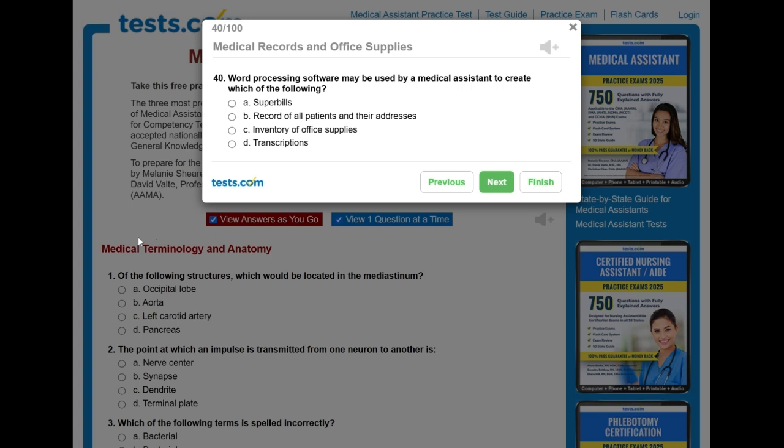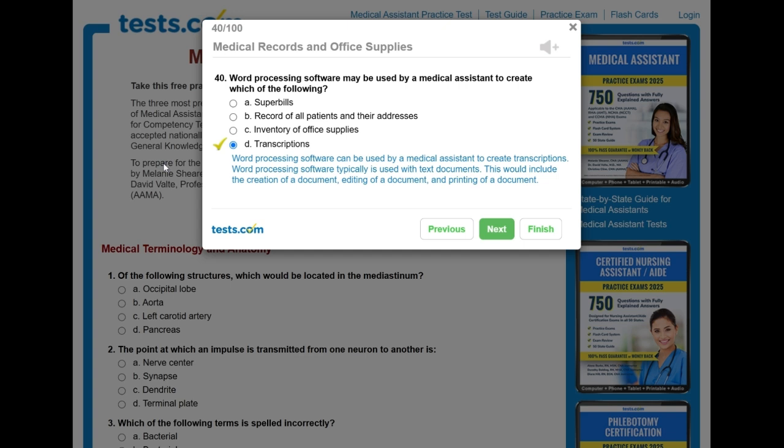Question 40. Word processing software may be used by a medical assistant to create which of the following? A. Superbills. B. Record of all patients and their addresses. C. Inventory of office supplies. D. Transcriptions. D. Transcriptions. Word processing software can be used by a medical assistant to create transcriptions.